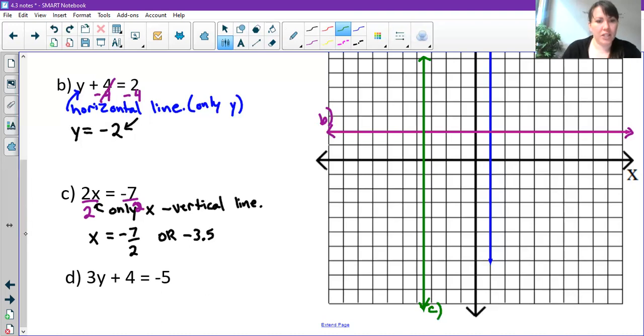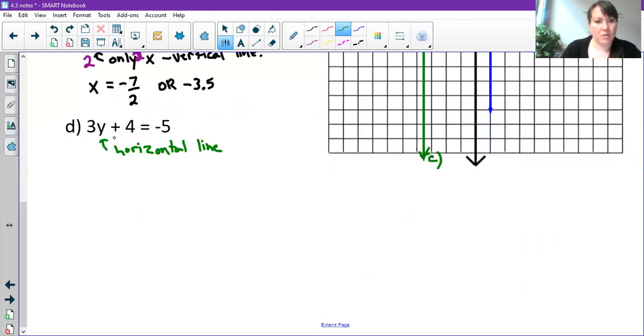Okay, and the last equation, I see I have only a y. That means we have a horizontal line. And we need to isolate the y value. So that means we need to subtract 4 from both sides to get the term with y alone. This leaves me with 3y equals negative 9. And then the opposite of 3 multiplied by y is going to be divided by 3, which gives me a negative 3.